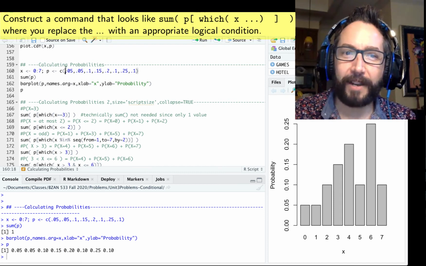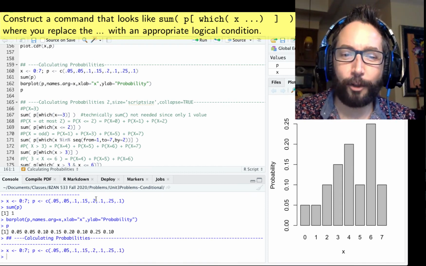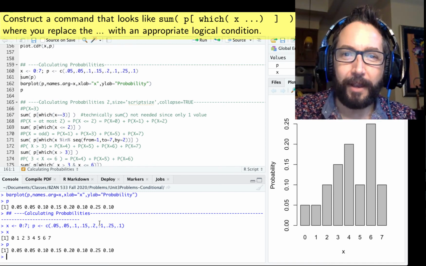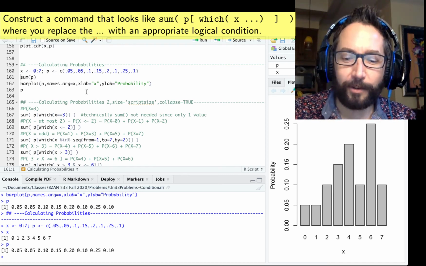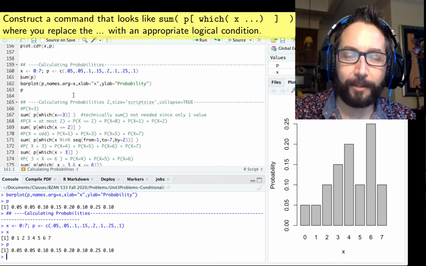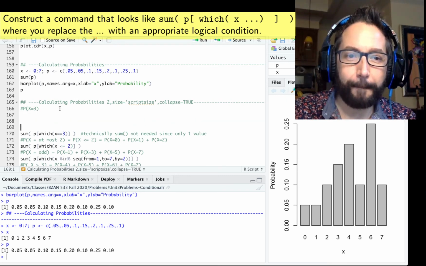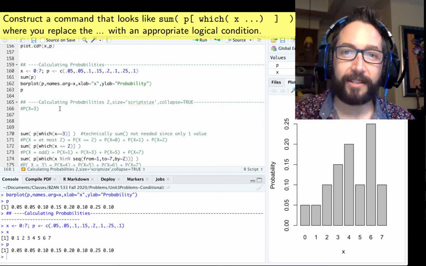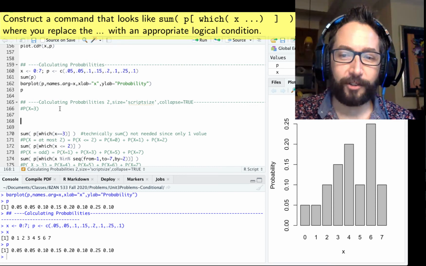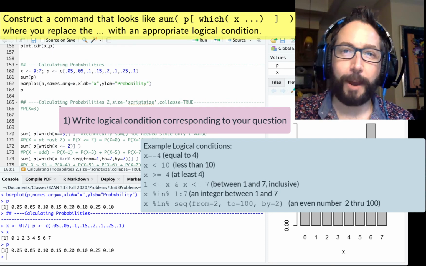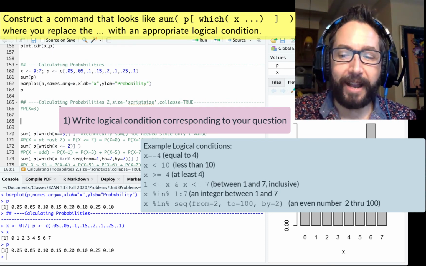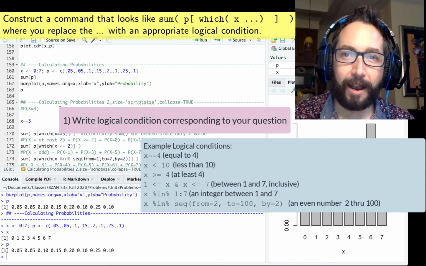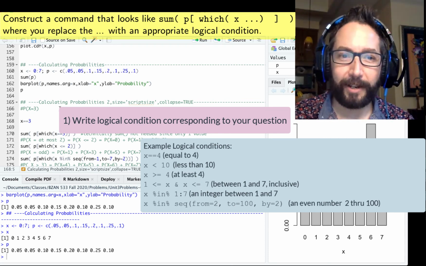Once we have our vectors x and p lurking in the global environment, here's what we want to do. We're going to use the sum, the which, and some logical condition to figure this out. Here's how I'm going to recommend you construct these statements. Ask yourself, what's the question about the x's that's being asked? In this case, what's the probability that x is equal to 3? Write out the logical condition that describes what you want to calculate here. So x is equal to 3.